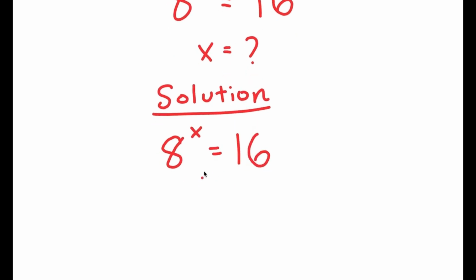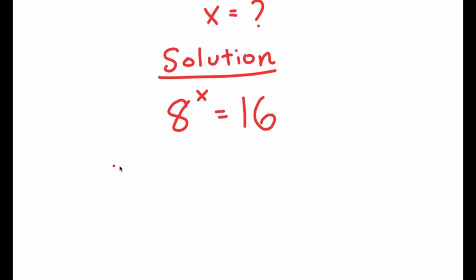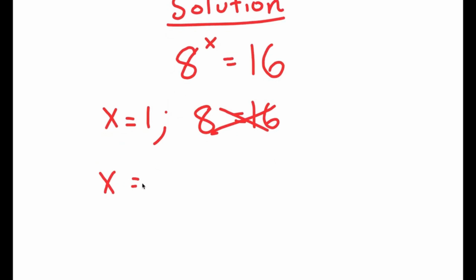Now, before we start doing anything, let's just inspect this problem real quick. So if I plug in x equals 1 into this equation, I get 8 to the power of 1 is equal to 16, which 8 to the power of 1 is the same thing as 8, so I get 8 equals 16, which is false, right? Now if I plug in x equals 2, I get 8 to the power of 2 is equal to 16, and 8 to the power of 2 is 64. So I get 64 equals 16. And notice how there's a big gap between 8 and 64.